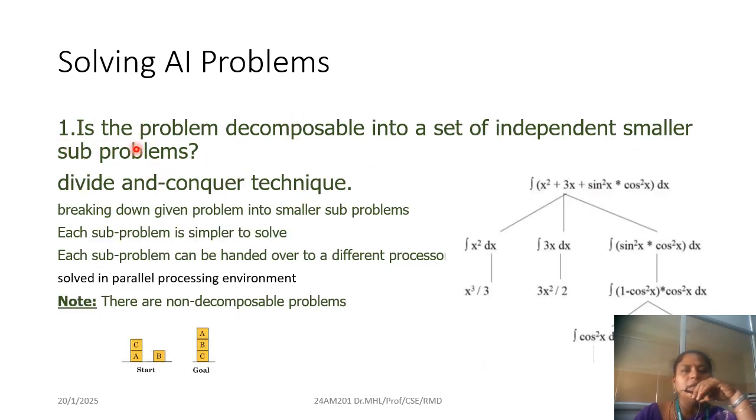The first one is, is the problem decomposable into set of independent smaller subproblems. Technically speaking, solving a problem by decomposing it into set of independent smaller subproblems is called as divide and conquer technique. We break down the given problem into smaller subproblems. Each subproblem will be simpler to solve. Each subproblem can be handed over to different processor. Hence, it can be solved in parallel processing environment.